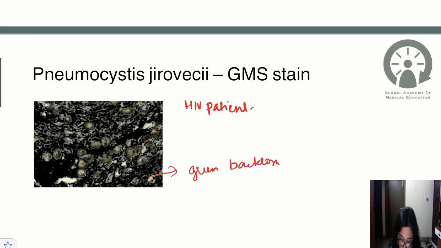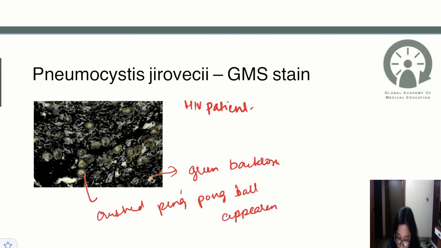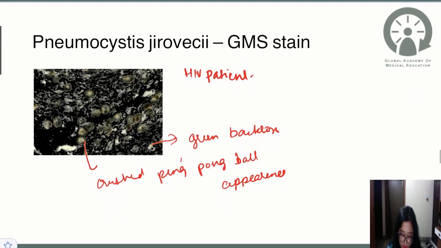and here we see the crushed ping pong ball appearance. So in the green background we see the crushed ping pong ball appearance of the cells. So it is a case of Pneumocystis jirovecii.